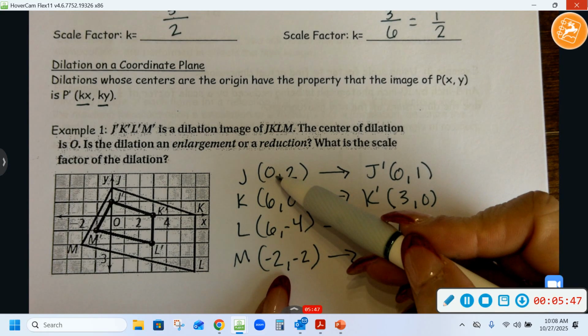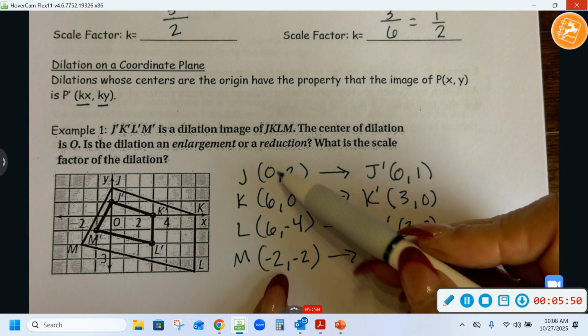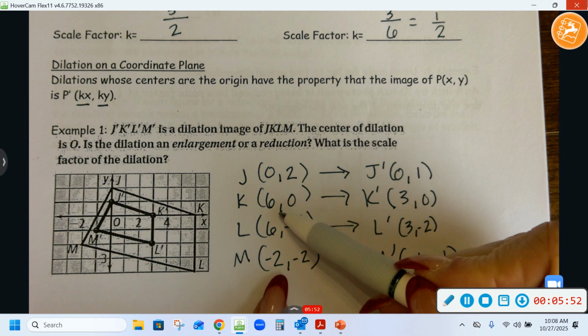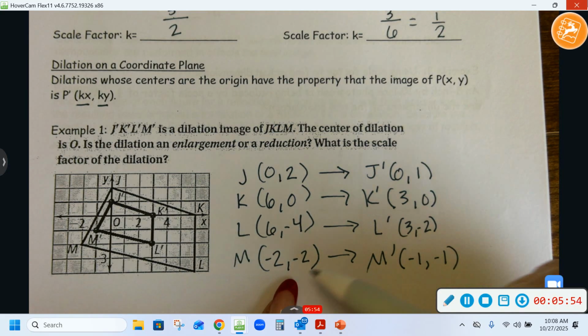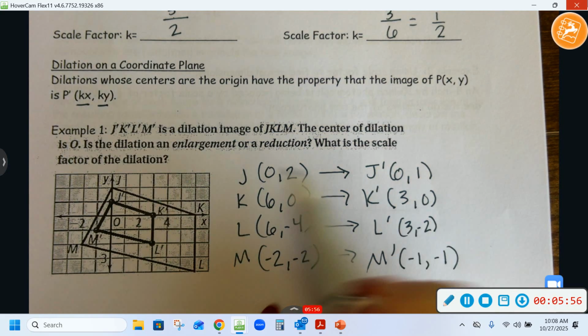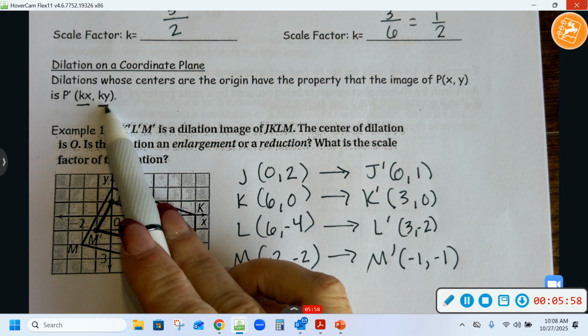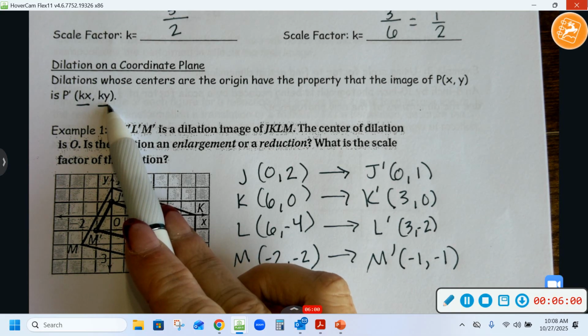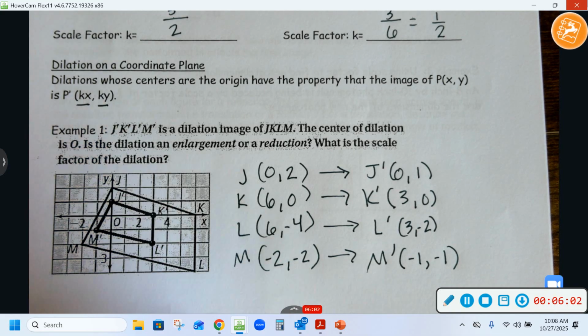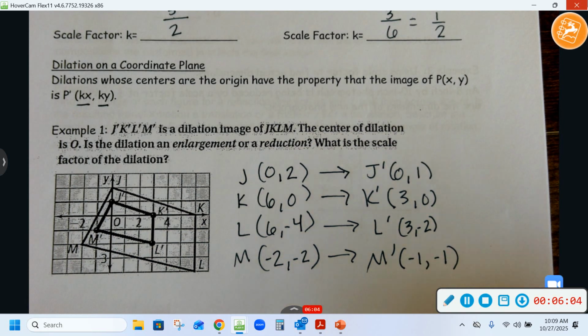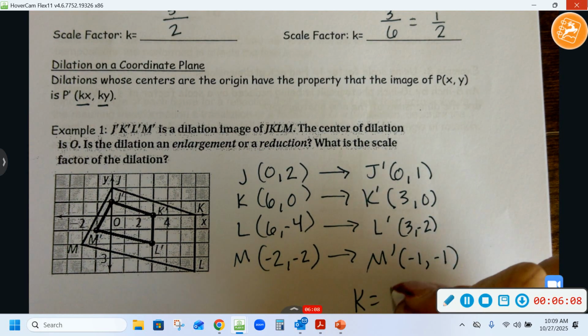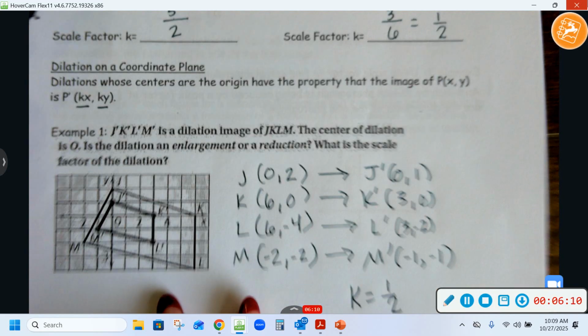So look, each x value is multiplied by a half. 0 times a half, 0. 6 times a half, 3. 6 times a half, 3. Negative 2 times a half, negative 1. So remember, the scale factor will just be multiplied by the x and y. So could we do distance formula? Absolutely. We could figure out how long each one of these sides are and compare, but that would take a very long time. So k equals 1/2. That's how we would figure it out.